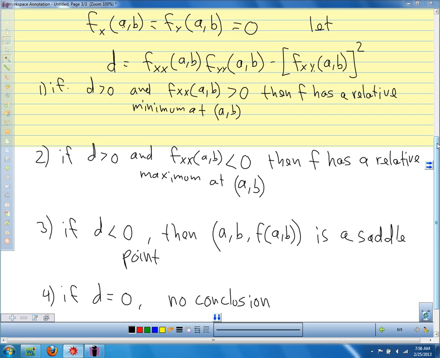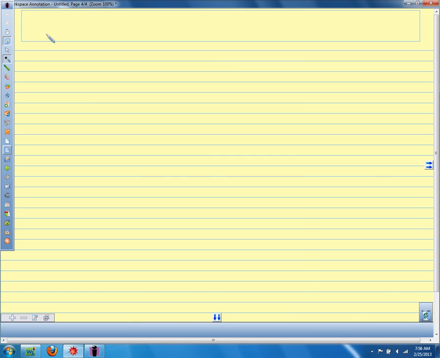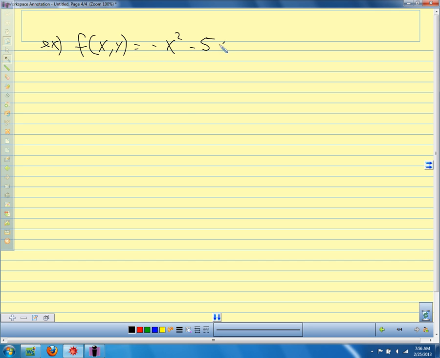All right, so the last thing I want to do is just work out a couple of examples finding relative extrema. So let's look at f of x,y equals minus x squared minus 5y squared plus 10x minus 30y minus 62. So there's our function, and we want to find the relative extrema.